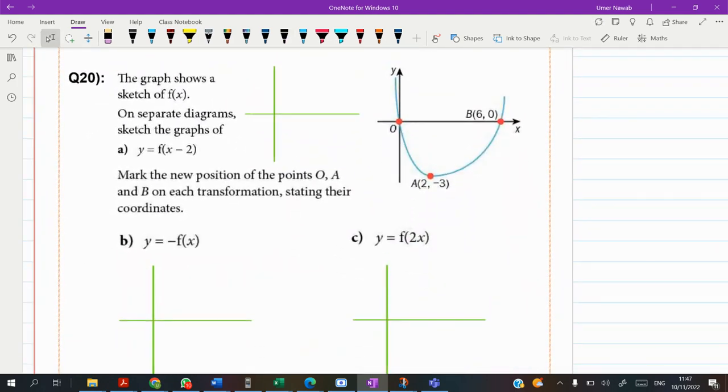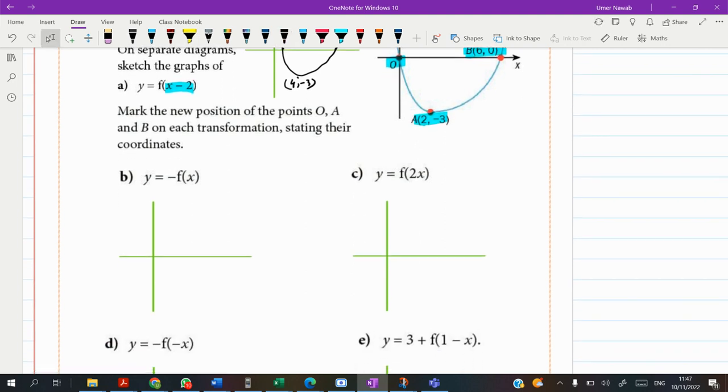Question number 20. Here he has given you 3 points. X minus 2 tells you what? I'm going to translate my graph to right. So where it will go, 6, 0 will become 8, 0. 2, minus 3 will go to where? 4, minus 3. And 0, 0 will go to 2, 0. So when I draw the graph, it will be like this.